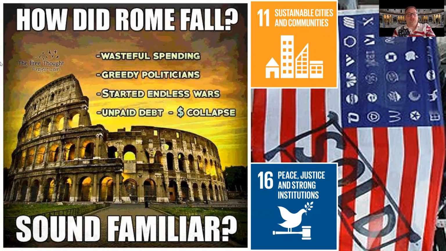Number 11, sustainable cities and communities. How do we continue on? Number 16, we're going to need peace, justice, and strong institutions in order to keep a superpower status like the United States has today. So how did Rome fall, or why did Rome fall? There's a couple different issues that show up here.